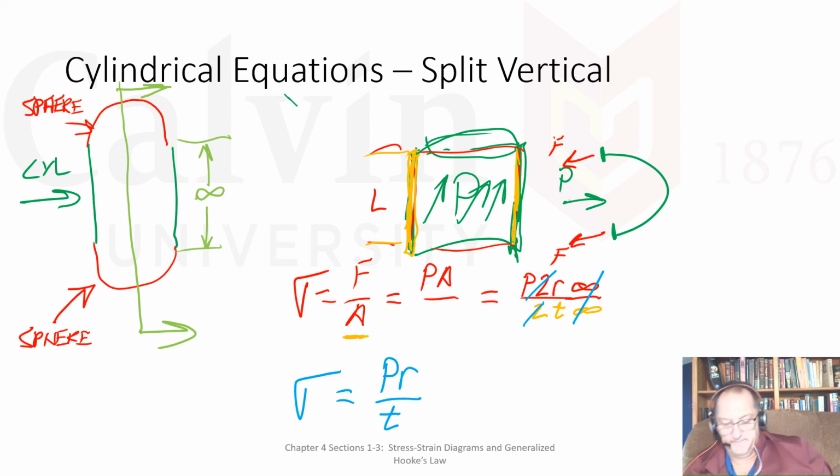And now I've got my stress is equal to PR over T. And this is for a stress that is going in and out of the page, right? It's going in and out of the page here and here. It's actually going in this direction. The other stress that we did was in the axial direction. When we split it horizontally, we were looking at this force. When we split it vertically, we're looking at that force. So we've got 2 equations now. And so now let's start comparing them.